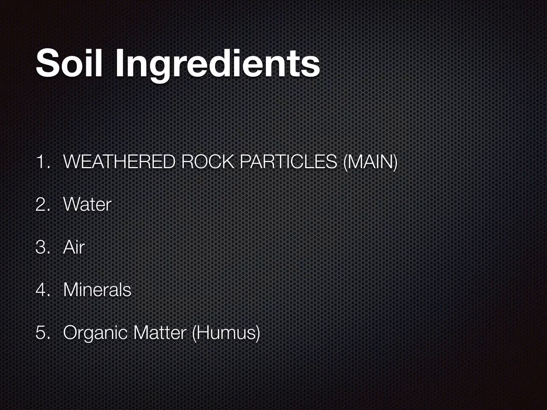The 5 ingredients of soil. Number 1 is weathered rock particles. This is the main ingredient. Weathering of rock, how rock is broken down, is a factor of how soil is made. You also have in soil water, air, minerals or nutrients, and organic matter, which is known as humus. Don't confuse that with hummus. You'll notice that these words are from your vocab words from yesterday.